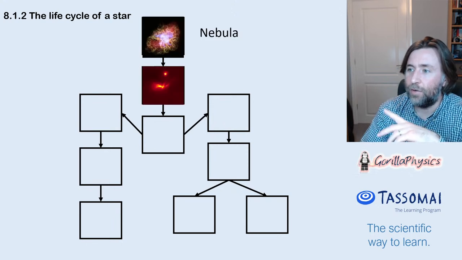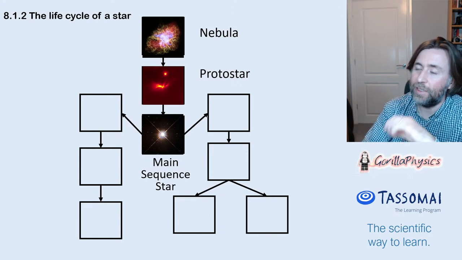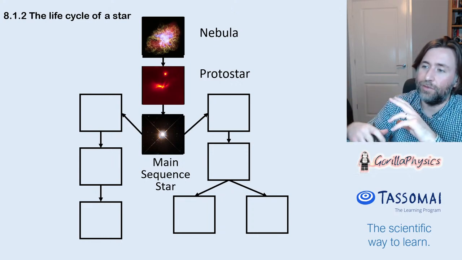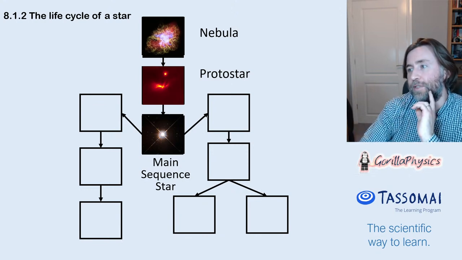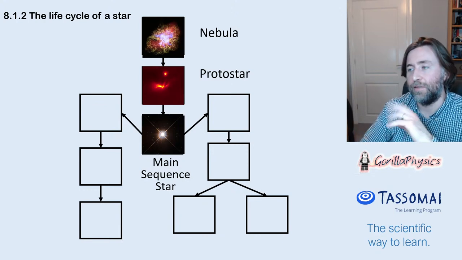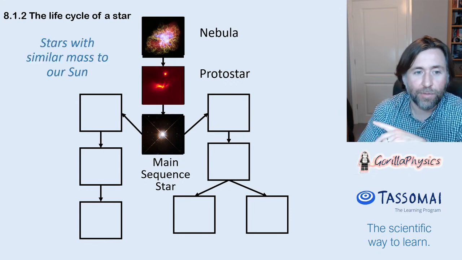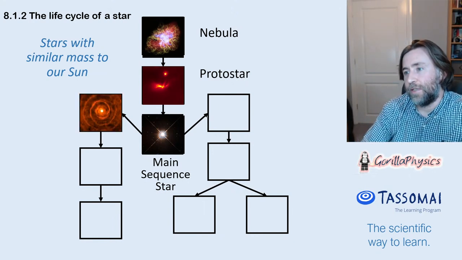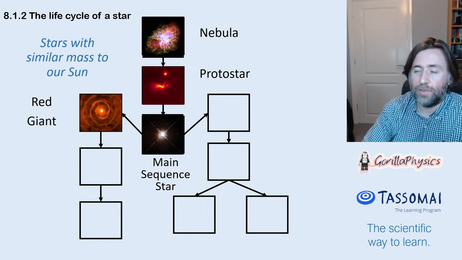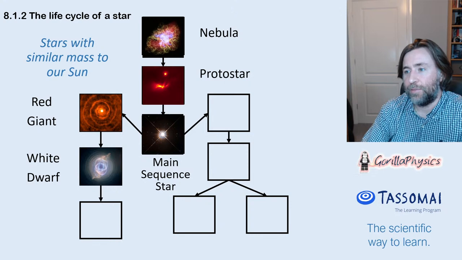So here's a whole diagram, and this is my way to memorize it. All stars start in that same way: a nebula contracting due to gravity, fusion, protostar. Then when you get the balance of the force in and the force out, the gravity in, the radiation pressure out, you get a main sequence star. Now, a star with a similar mass or a lower mass star like our Sun is going to go down this left hand side. It's going to expand and cool down to become a red giant, and then the layers are going to drift off into space, and you get this white dwarf with this planetary nebula around it.